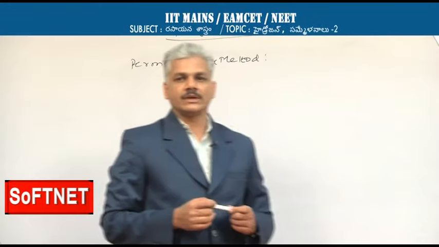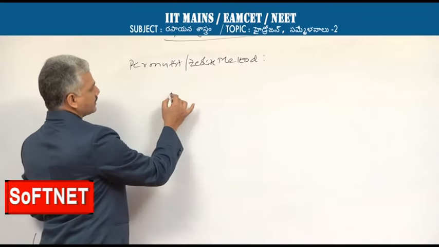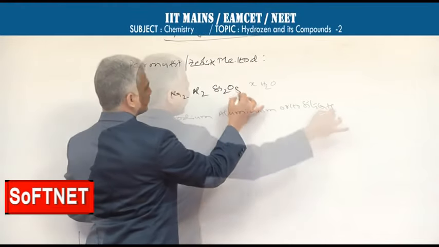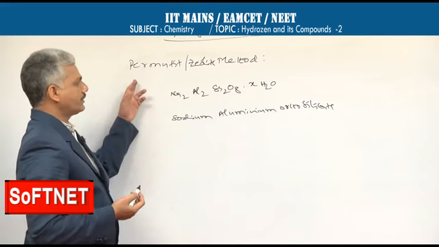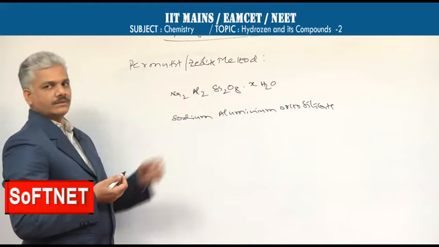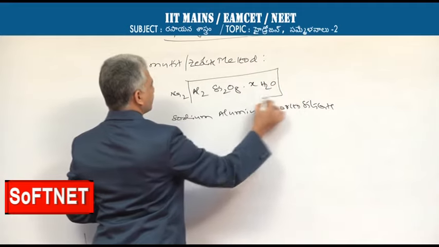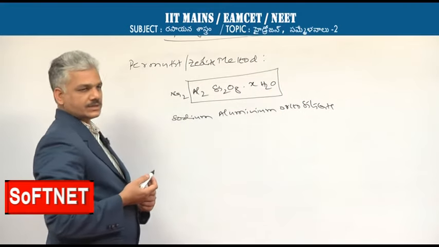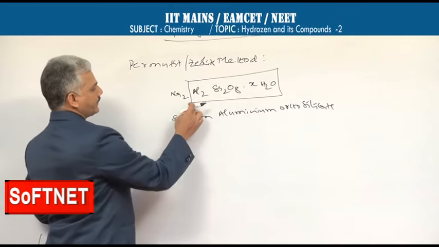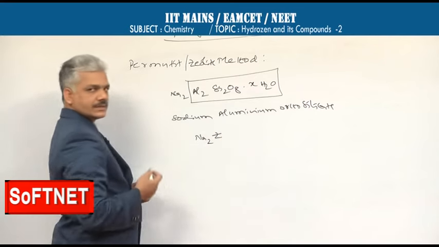Permutit or zeolite method. A naturally occurring compound, sodium aluminum orthosilicate, is called permutit. When it is prepared artificially in the laboratory, it is called zeolite. In this, one part is inert in nature, while the reactive part is sodium ions. For convenience, the inert part is represented with the symbol Z.